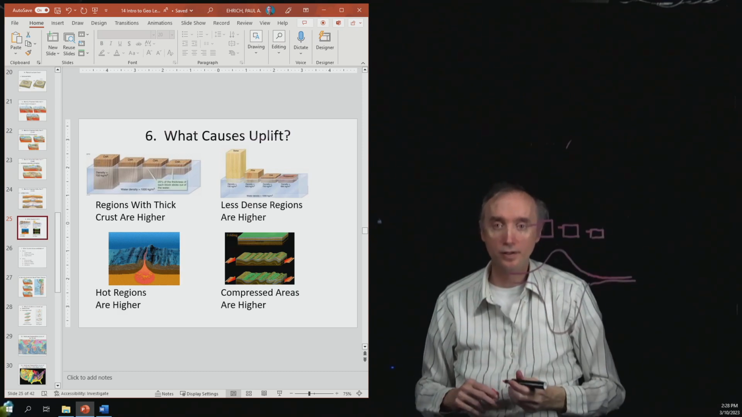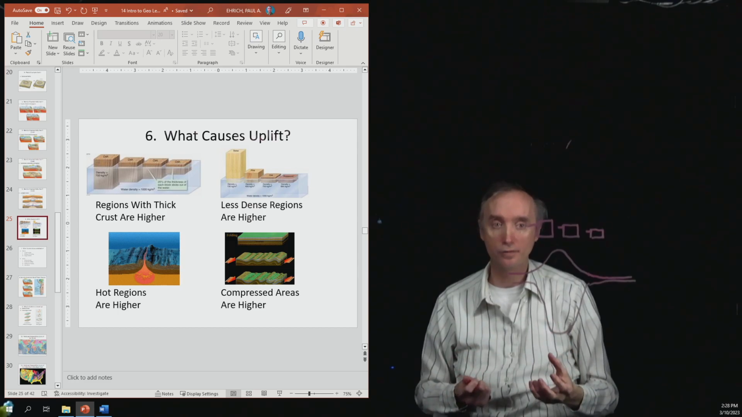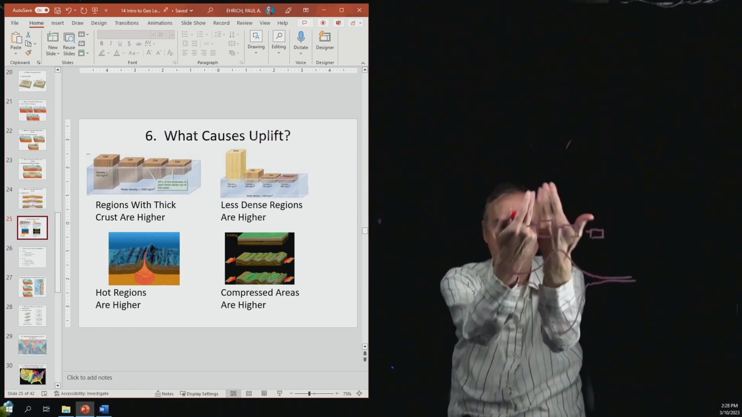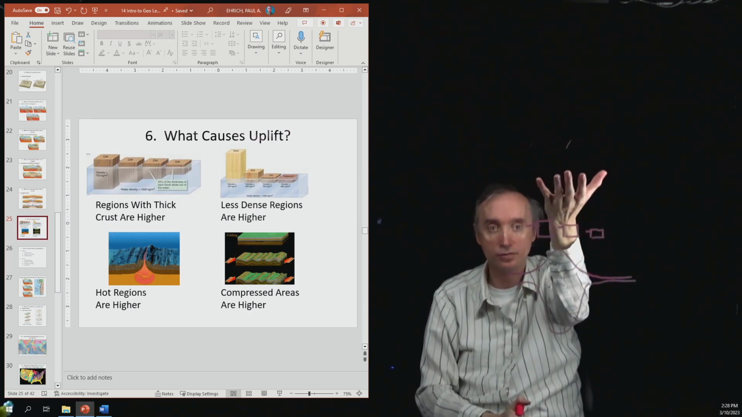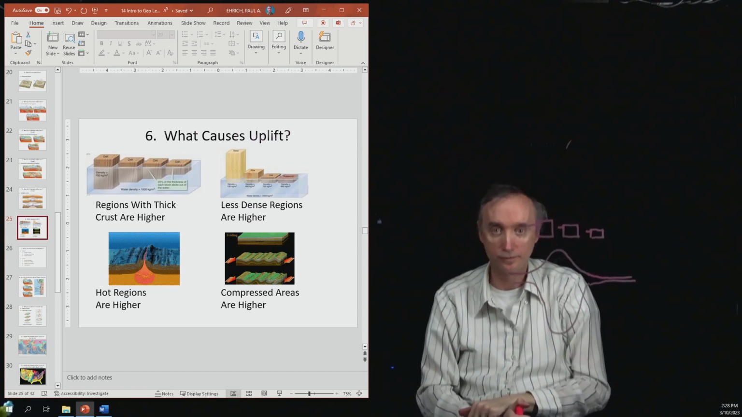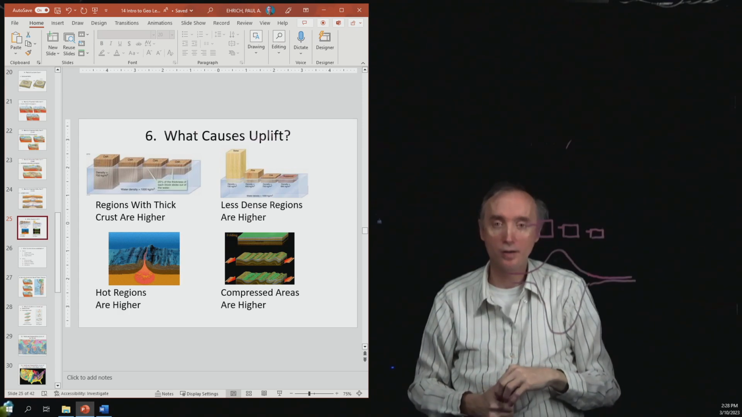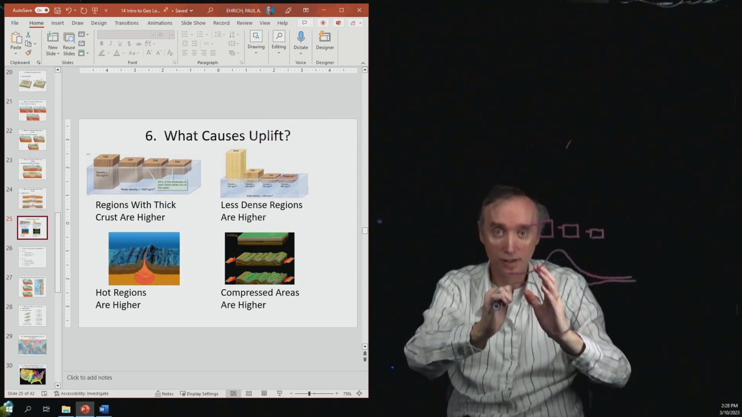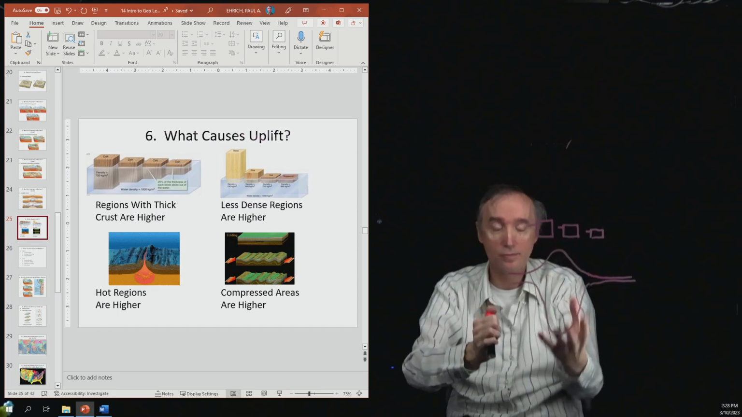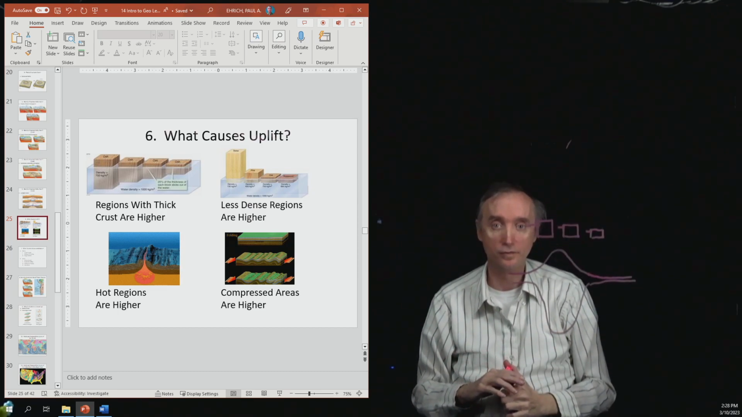Okay, the third one is that hot regions are going to be higher. Where you've got hot material coming up, it's going to cause the ground to go up as a result. And the last one, the one you were probably thinking of, is compression. Whenever you compress a material and it wrinkles, that means it goes up. The wrinkles go up as a result of compression.